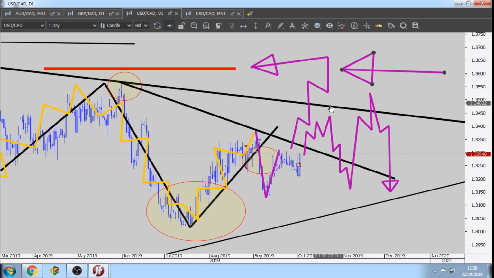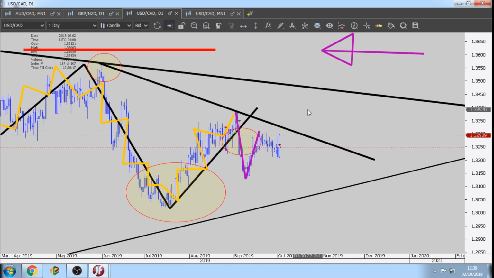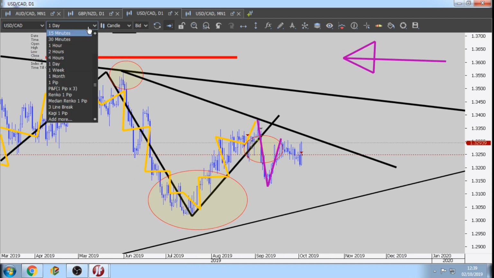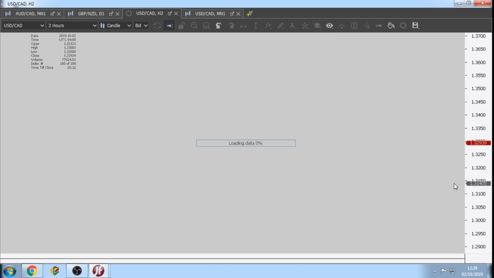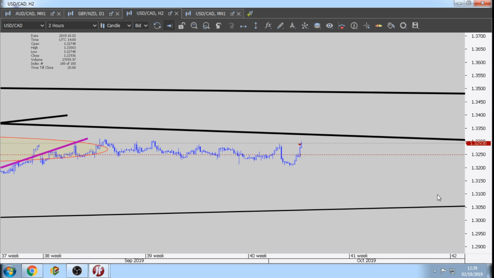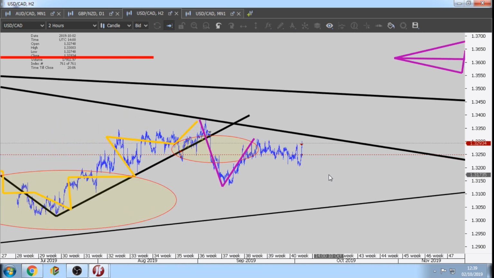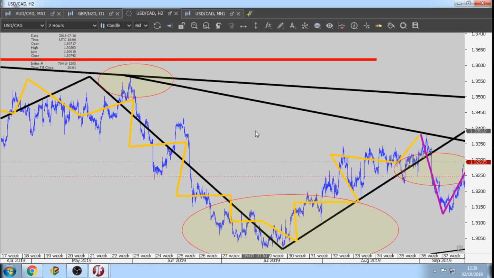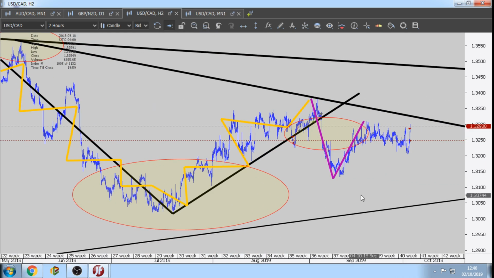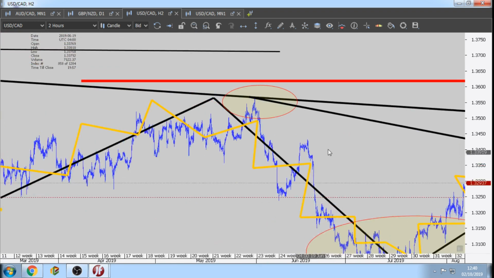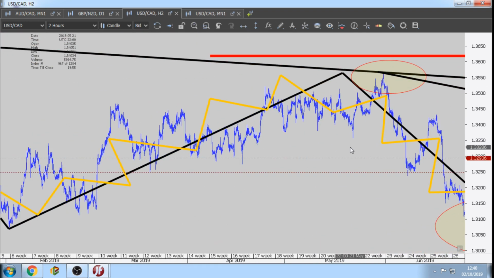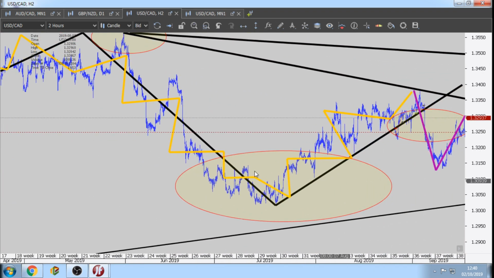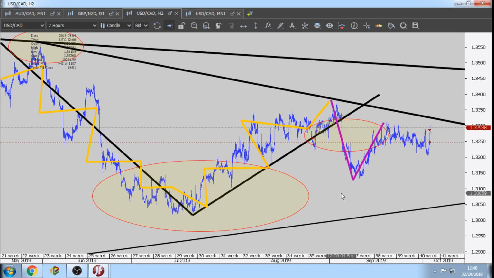Okay, let's go back to the daily. So if you want, you can go long, no problem. Now let's go to the 2-hour chart. There you go. You're going to have a similar structure, most likely the same as on the daily. Extension, retracement, extension, retracement.